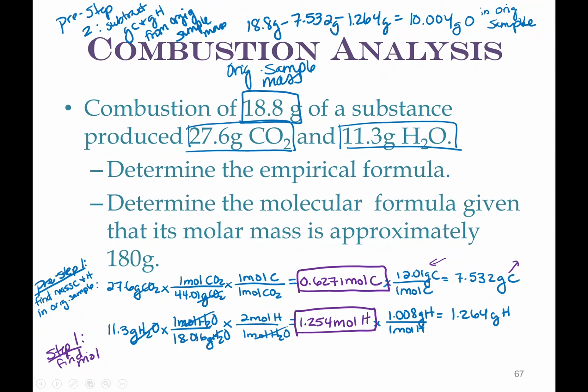So now I just need to do this for the oxygen. I take the 10.004 grams of oxygen that were in the original sample, I divide by the molar mass of oxygen, which is 16, and I get 10.004 divided by 16 is 0.62525 moles of oxygen. And I didn't really need all those sig figs, but that's okay. So we're going to need to keep those numbers, and we're going to move on to the next slide.